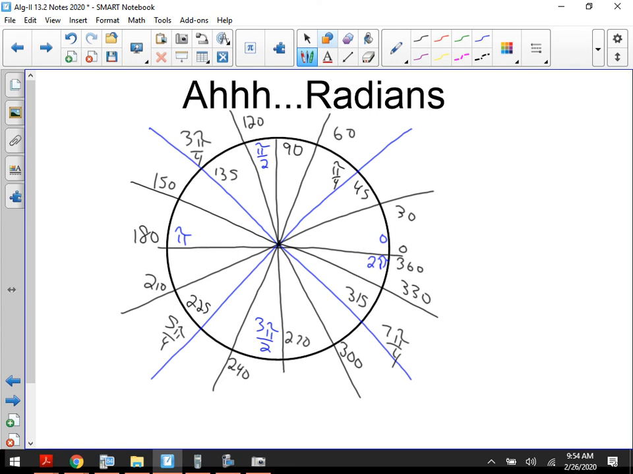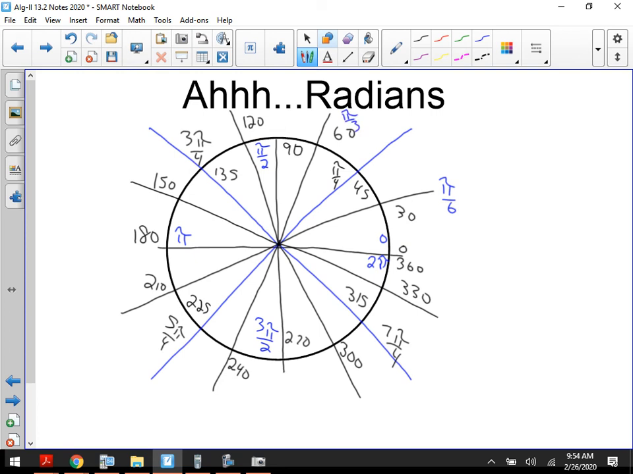Careful. 30 is how much of 90? 1/3. What's 1/3 of 1/2? 1/6. So each 30-degree increment is 1/6 of the circle. So the first one would be pi over 6. 1/6, 2/6, but 2/6 is 1/3, so pi over 3.